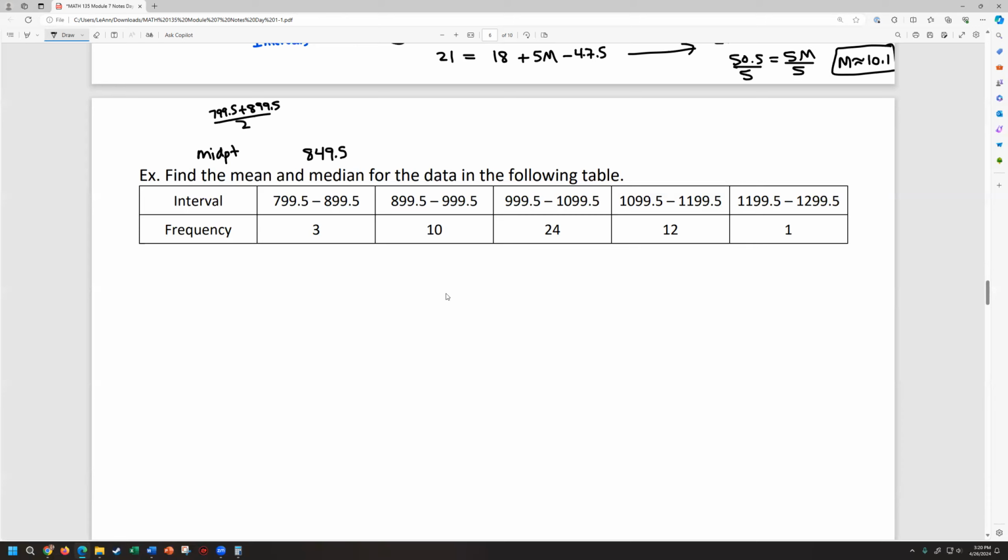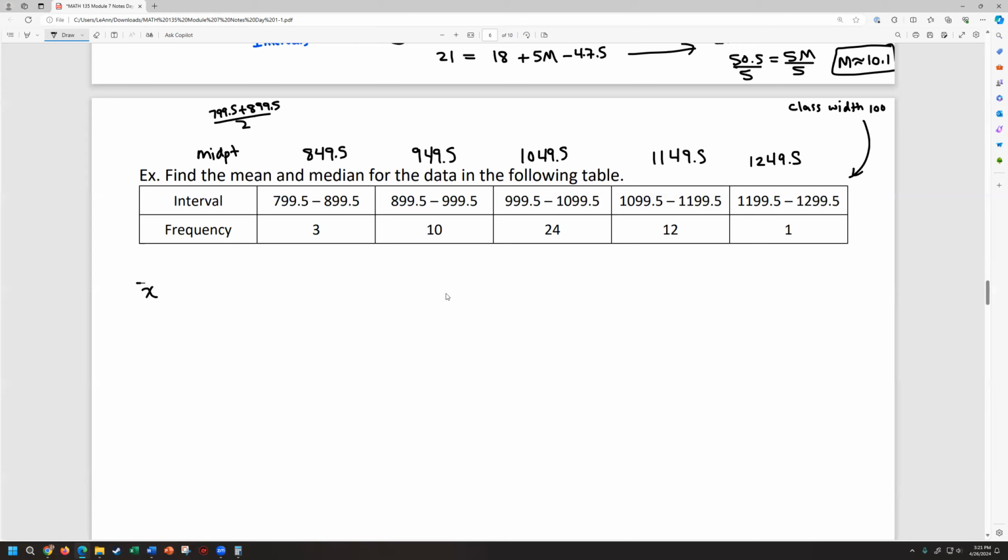Now, if you notice, these are widths of 100 because it takes 100 to go to the next group beginning on each one. So I already know my class width on all of these. For this guy, they're all 100. Okay. So I can just add 100 to my midpoint over and over again instead of redoing that formula. So if I add 100, it'd be 949.5, then 1049.5, and you kind of just double check that's halfway between those two numbers. 1149.5, 1249.5. Okay, so there's all my midpoints.